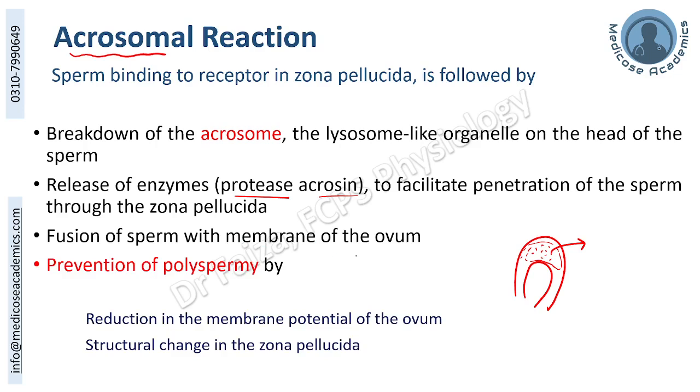As soon as this fusion occurs, multiple cortical granules are released from the ovum as well, which helps in prevention of polyspermy. How do they do that? By reduction in the membrane potential of the ovum and structural changes in the zona pellucida. So, the acrosomal reaction, number one, is brought about by attachment of sperm to the zona pellucida and is followed by release of acrosomal granules. These acrosomal reactions help in two things. Number one, passage through the zona pellucida, and number two, fusion with the membrane of the ovum. And this is followed by a secondary advantage of prevention of polyspermy.